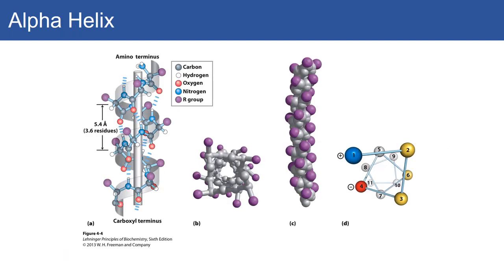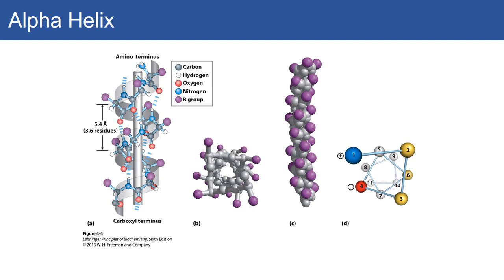So let's dive in a little bit on the alpha helices. These show alpha helices from different angles. The one on the left shows it from a side view, and you can see that there are about 3.6 residues per turn, and that's about 5.4 angstroms. What you may note that's really important is we've got hydrogen bonds that are keeping this alpha helix together.